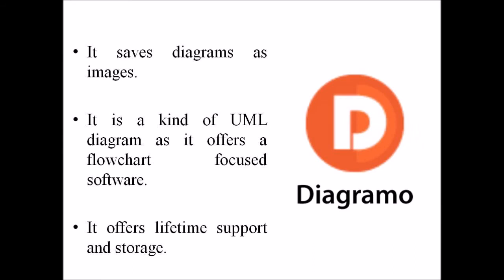11th one is Diagram.oh. Diagram.oh is an online open source HTML5 software that allows us to build flowcharts, and it allows easy download and installation on servers, and it saves the diagrams as images, and it is a kind of UML diagram as it offers flowchart-focused software, and it offers lifetime support and storage.